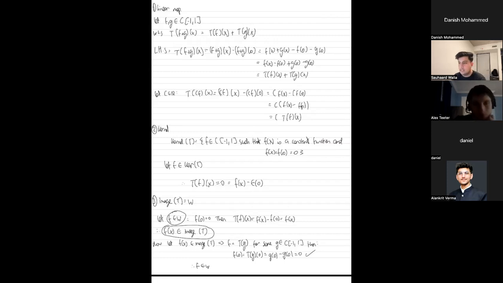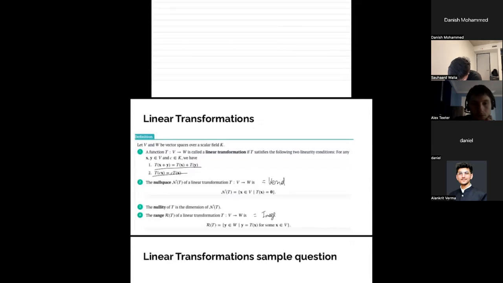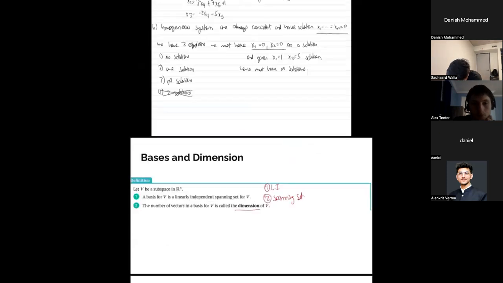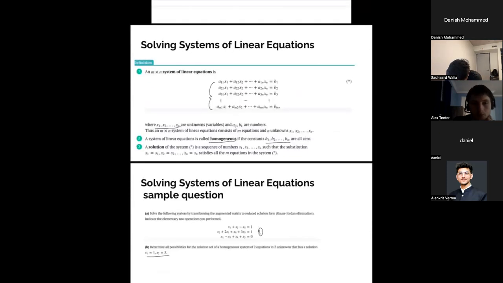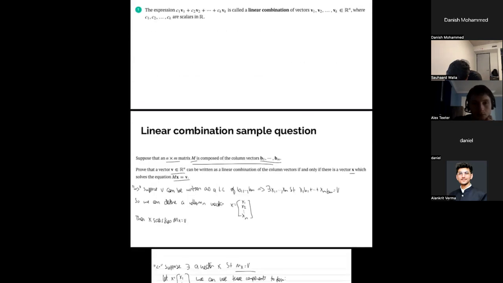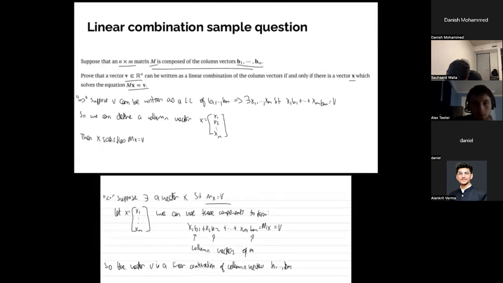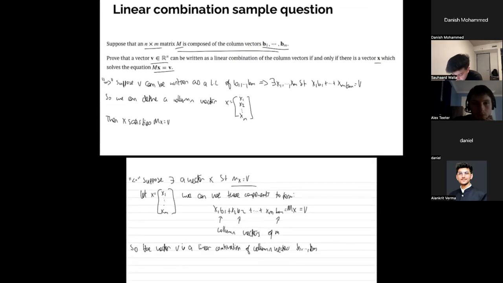No problem. Excuse me. Do you mind going through the question one more time, the one where it has Mx equals v? Mx equals v, if and only if. Yeah, of course. This one. Is there a particular direction, or would you like me to go through both? Both preferably. Sure, of course.